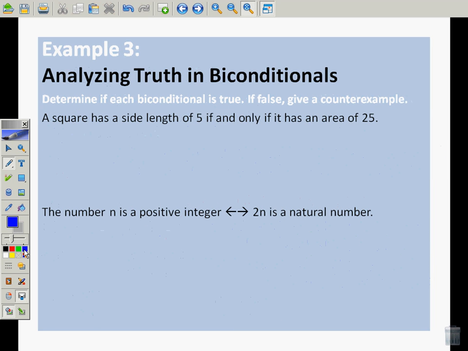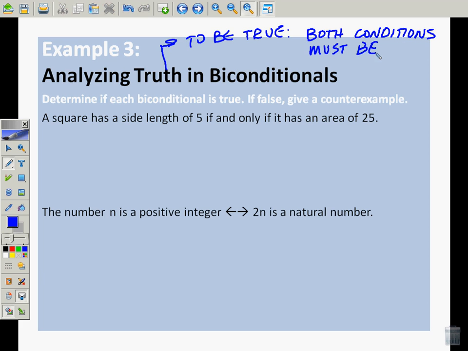To be true, both conditions must be true. Okay? To be true, both conditions must be true. So we need to break it into its two components. So here we go, guys.